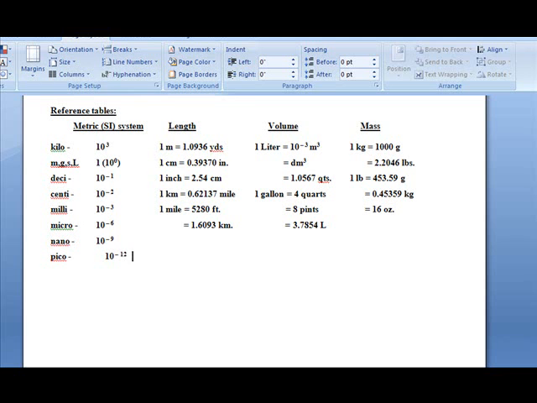Now, take a look at this. This is a reference table, and it shows you kilometers, it shows you centimeters, it shows you micrometers, and relative units of that. Over here, this is converting from the metric meter into a length of yard, inches that convert to 2.54 centimeters, and you can go on and on.